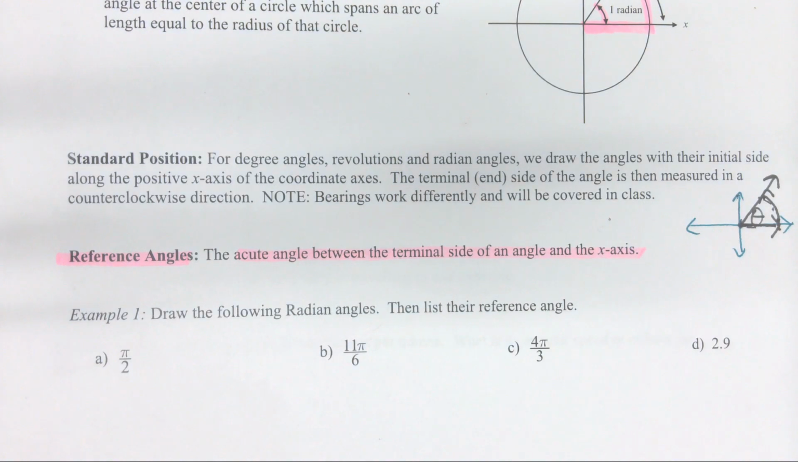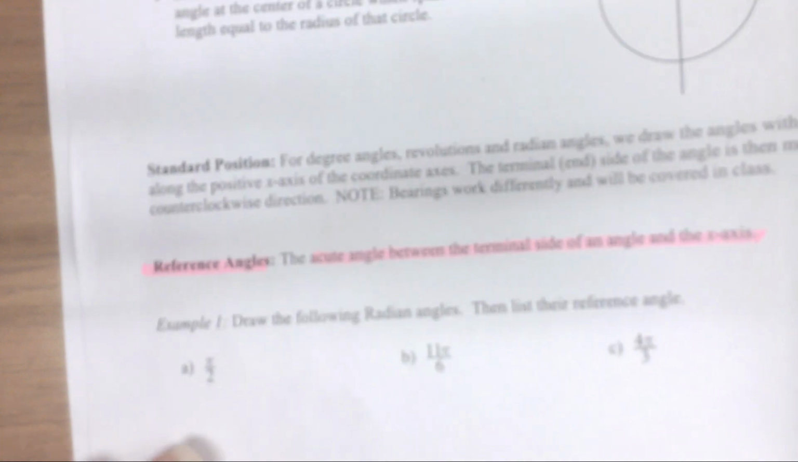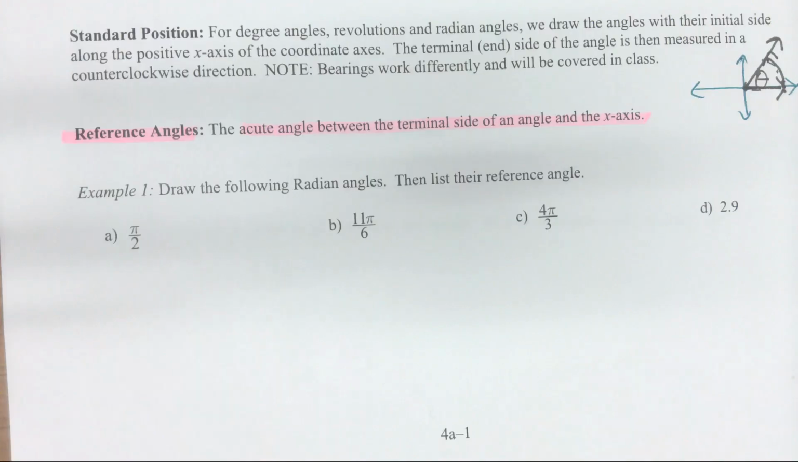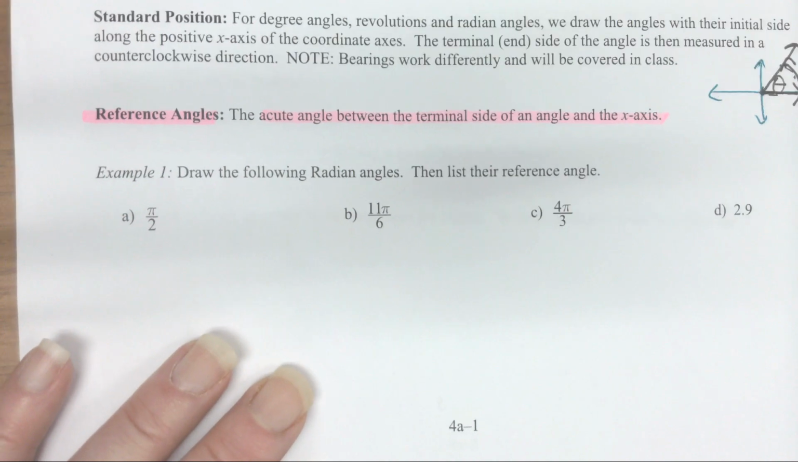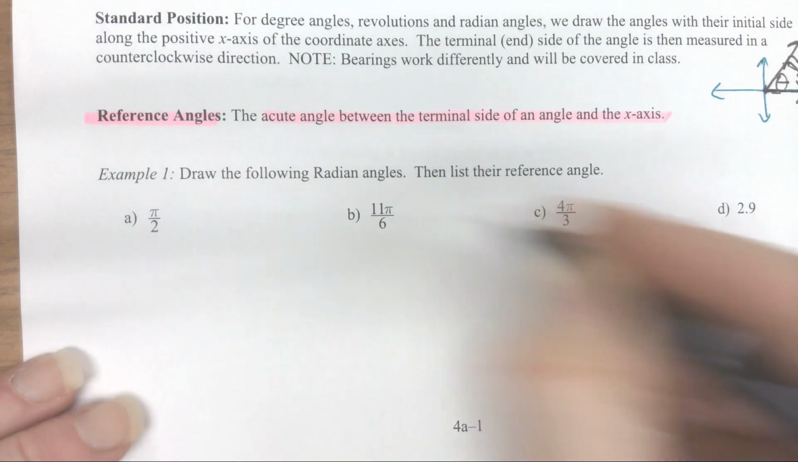All right. Let's do some. We're going to draw the following angles, and then we're going to list their reference angle. Maybe it will help to think of this in terms of degrees. We're going to just imagine that pi is what again? Okay, but how many degrees is it? 180. Okay, so in my head, I'm thinking pi is 180. So pi halves is what then? Okay, so let's draw this angle.